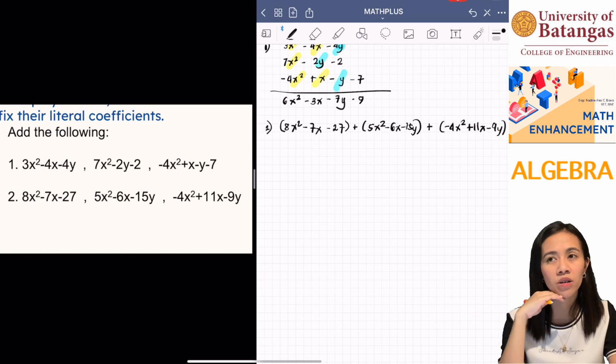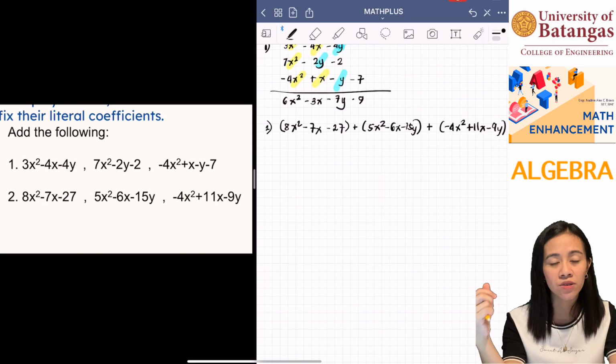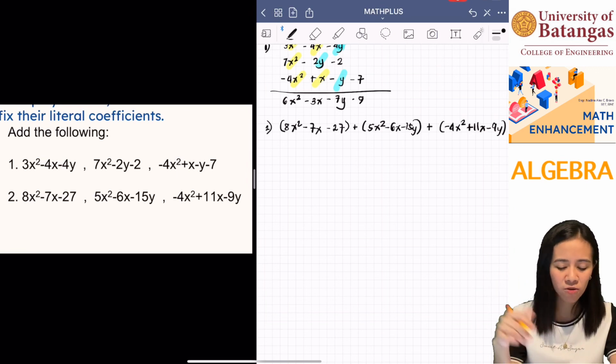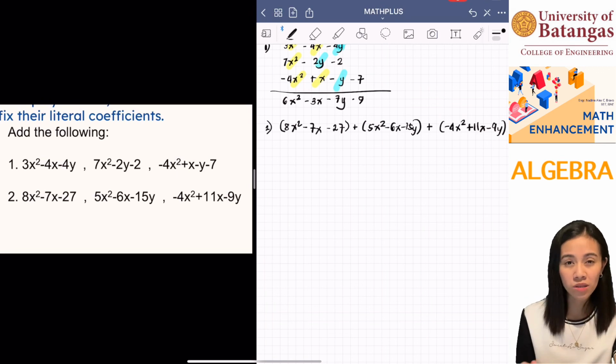Now, if you are to create a habit of being sure with your answers, kailangan uniform na para hindi paiba-iba yung style, 'di ba? Pero nasa inyo naman yun. So, pwede na nating diretso to, 'di ba?